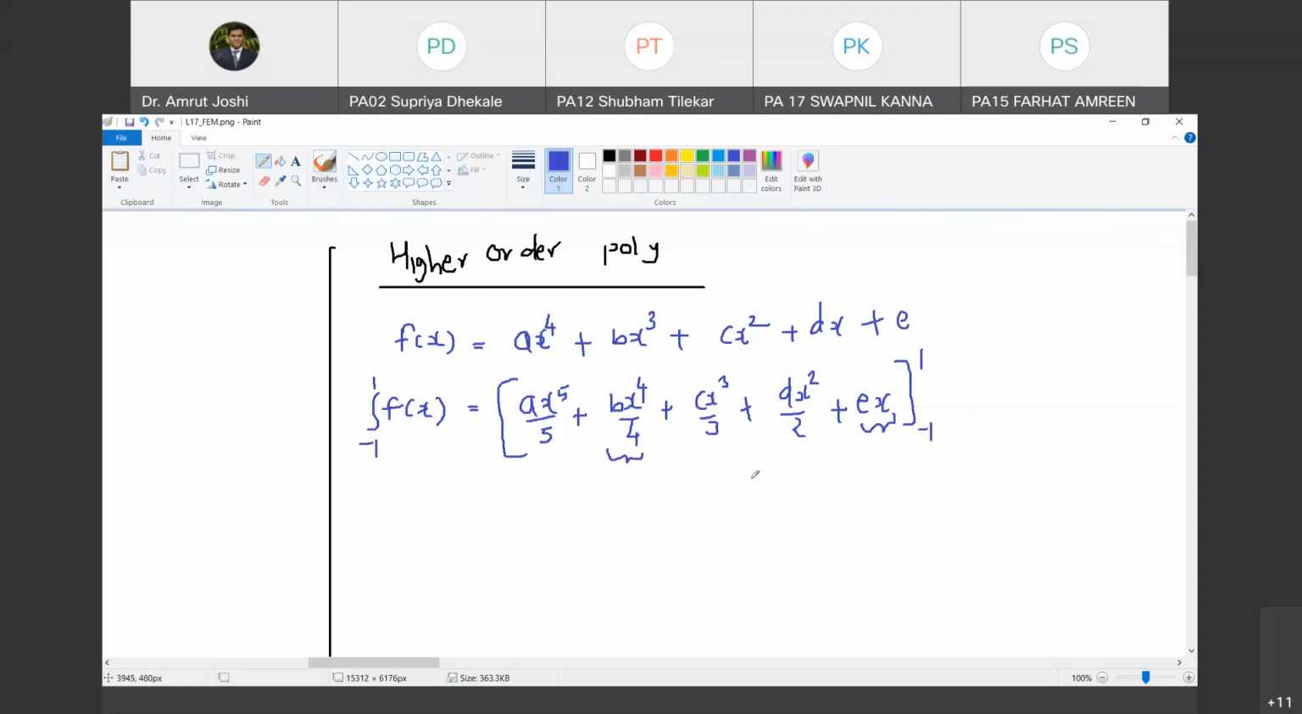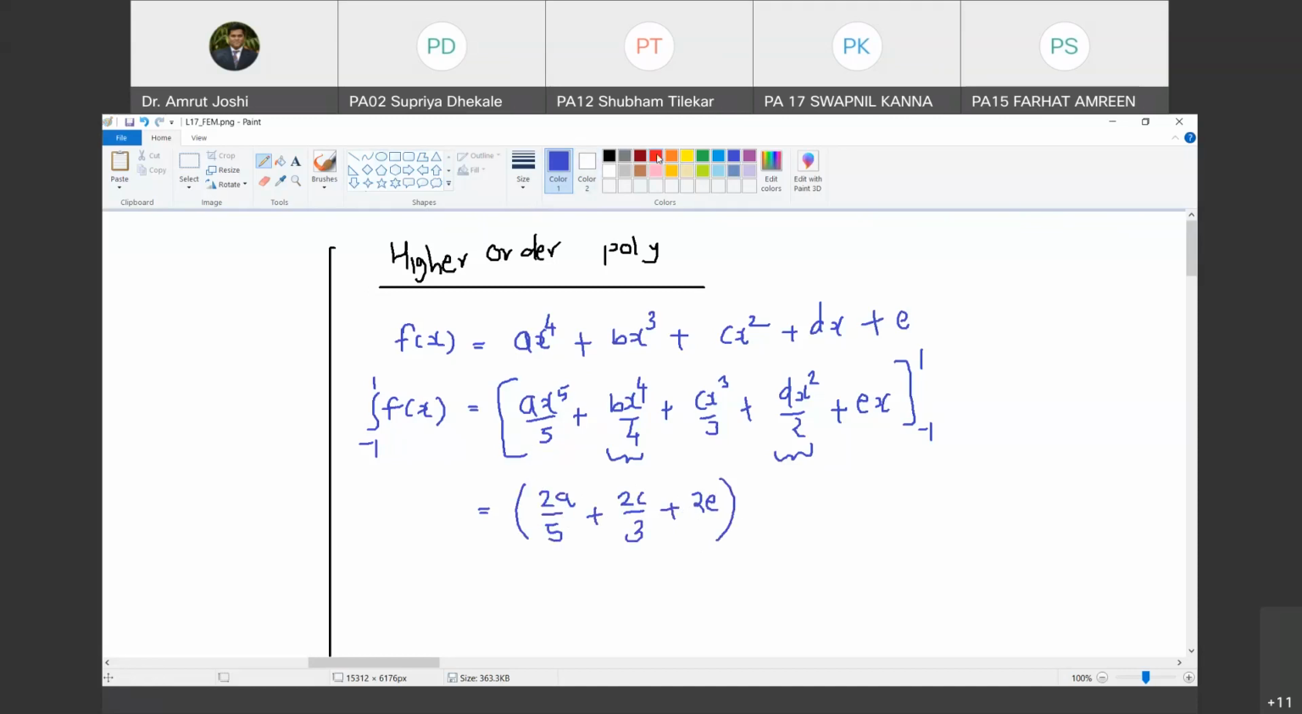No, no, ex square will vanish. Ex square by 2 will vanish and bx to the 4 are going to vanish. Even order terms are going to vanish, and odd order terms are going to prevail, but they will be twice. Do you agree? Yes, sir. So it is going to be 2a by 5 plus 2c by 3 plus 2e.